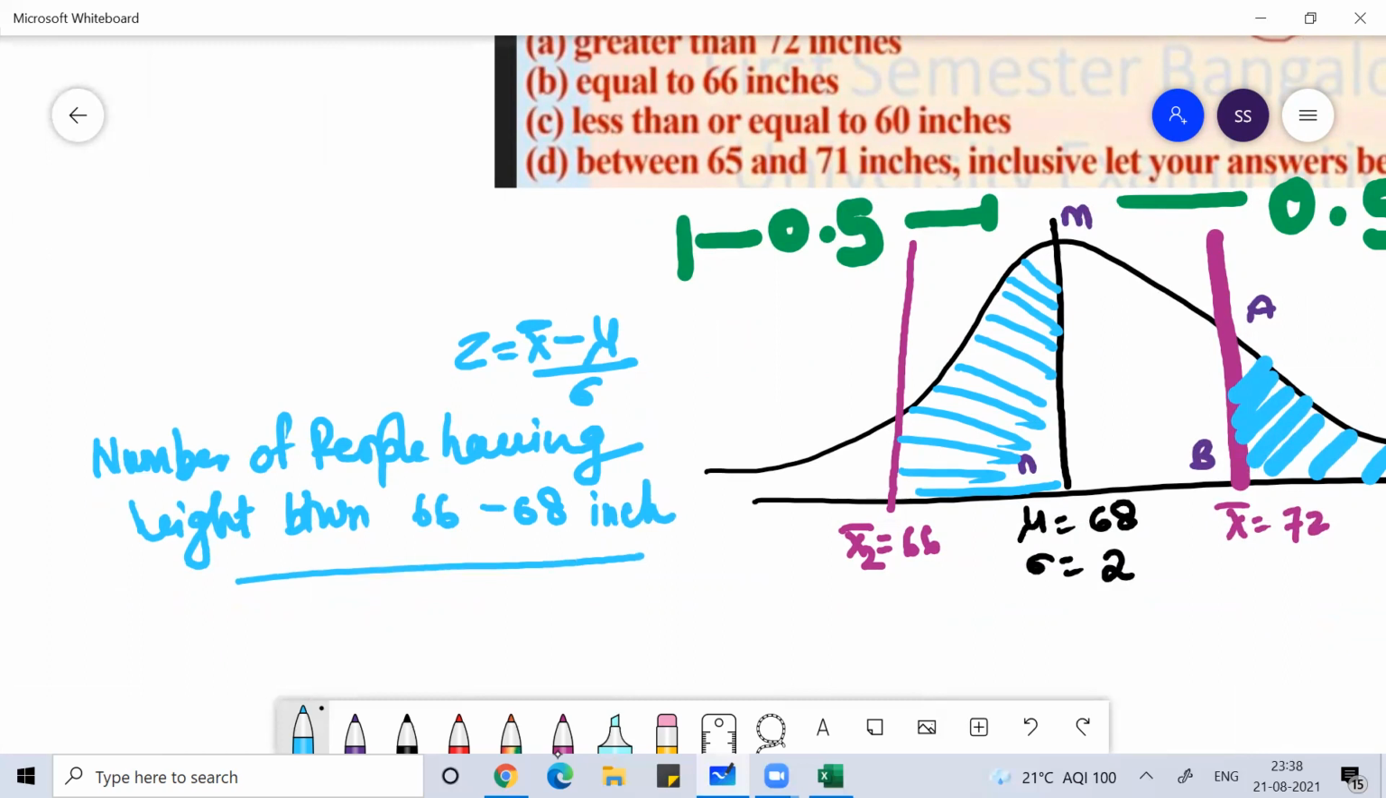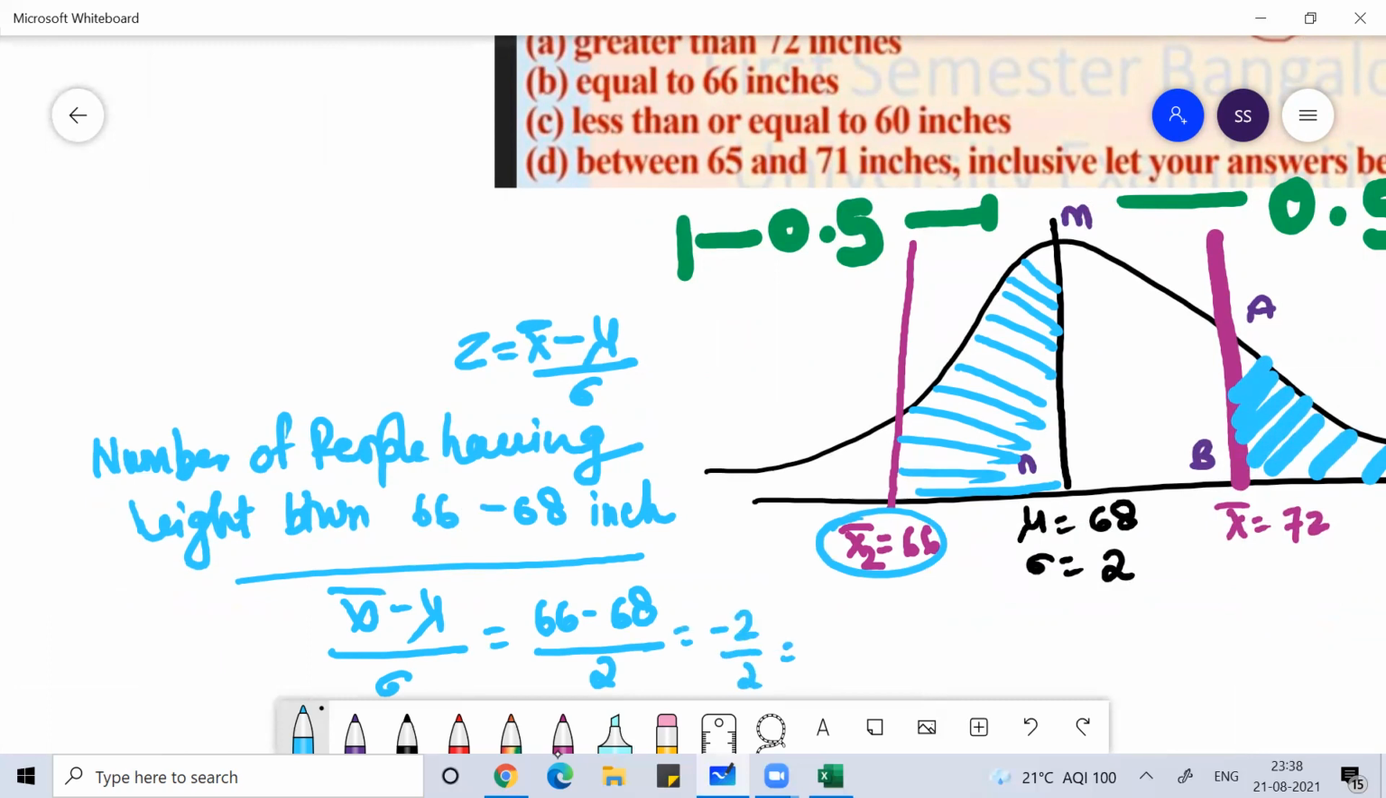So I can do that. x bar minus mu by sigma. x bar is 66, minus 68, by 2. So x bar here in this case would be 66. Mu is the population mean, that will always be 68 only. So this is minus 2 by 2, this is minus 1. So ignore the sign here.